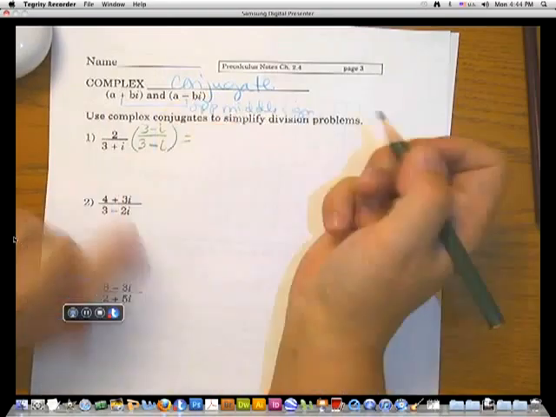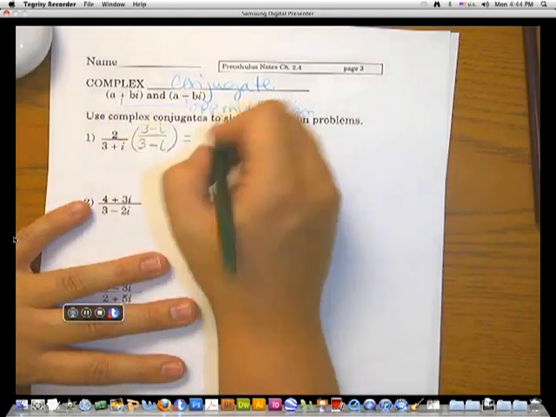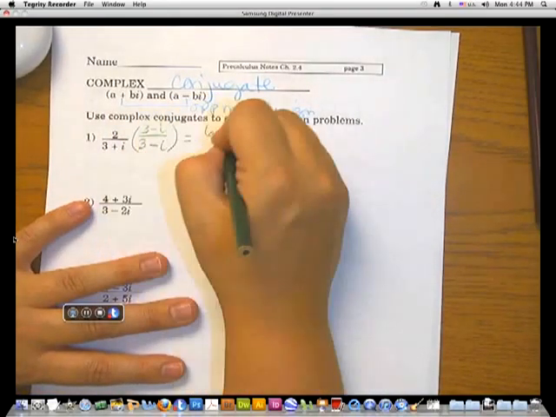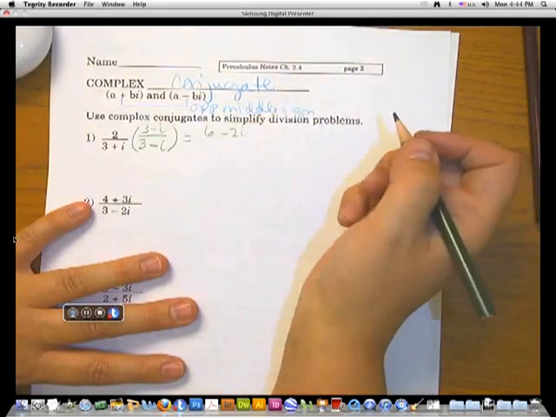Now we multiply just like we would anything else. 2 and 3 is 6. 2 and i is negative 2i.